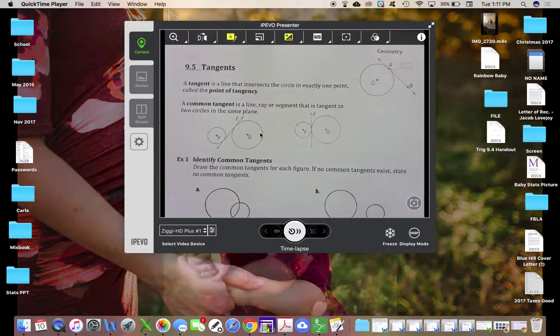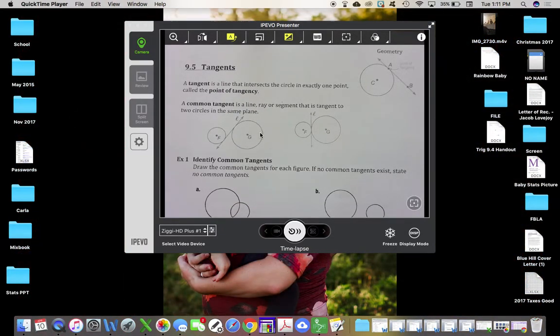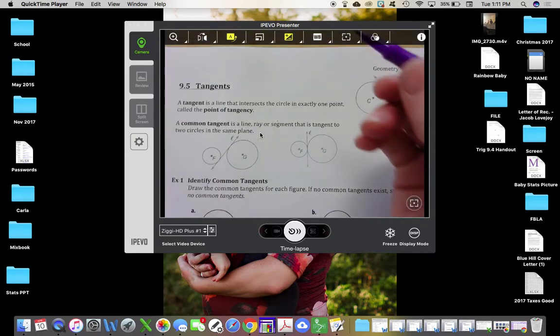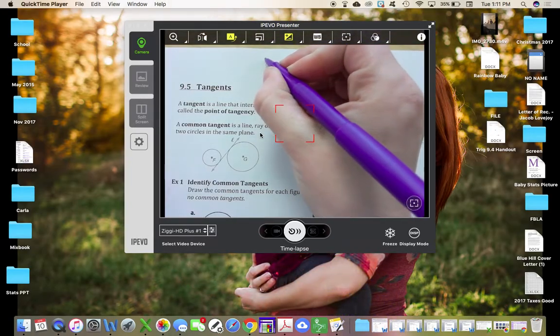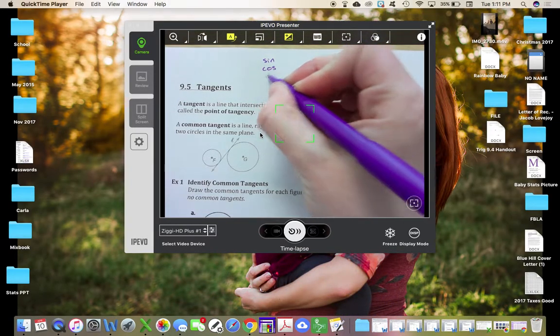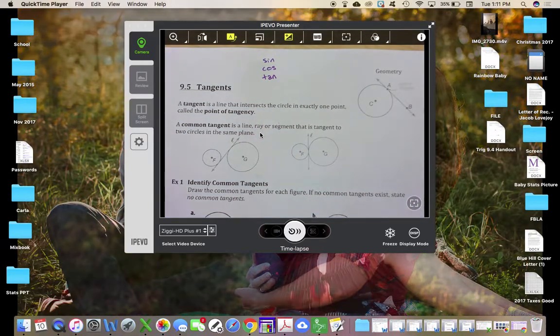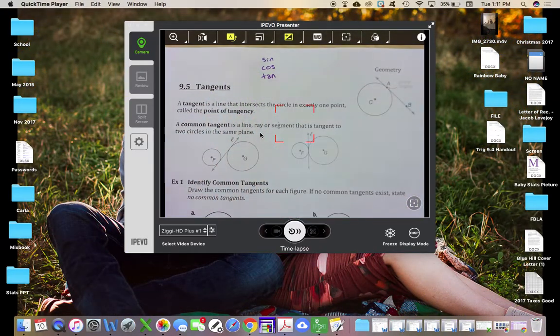Geometry class, this is section 9.5. It is just tangent lines. Tangents, you probably have heard this word before when we've done sine, cosine, and tangent. But tangent in this context is different than this tangent, so not quite the same.